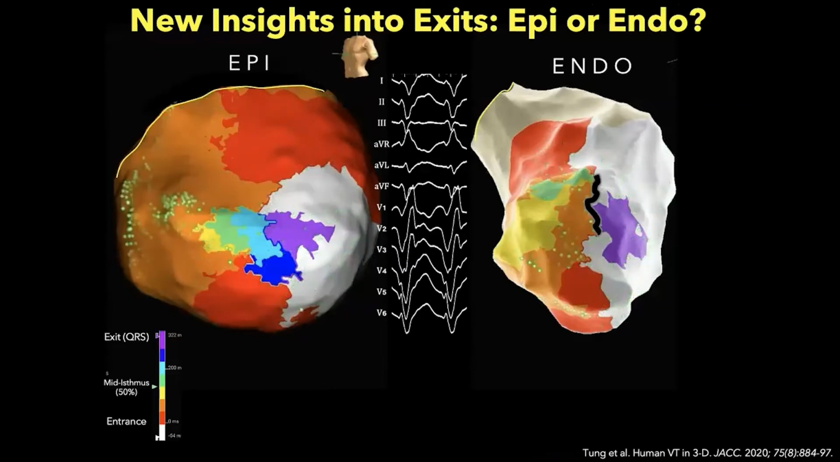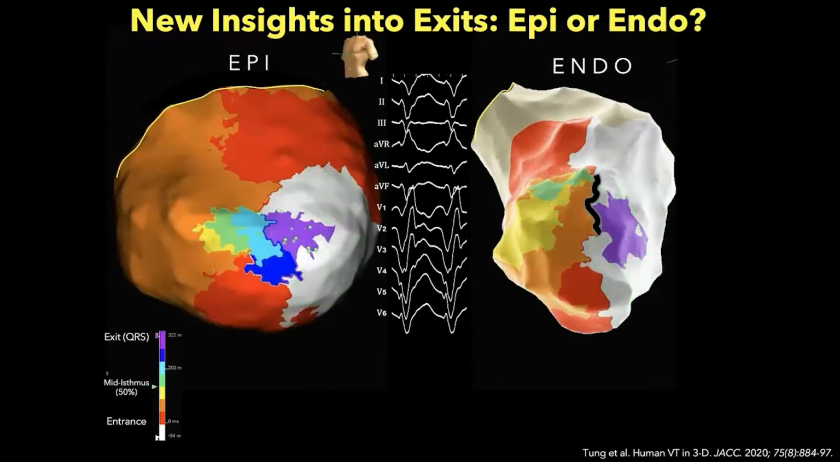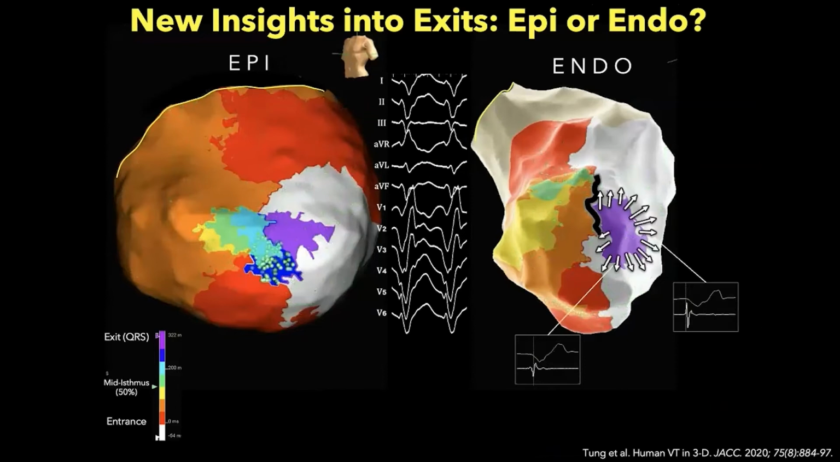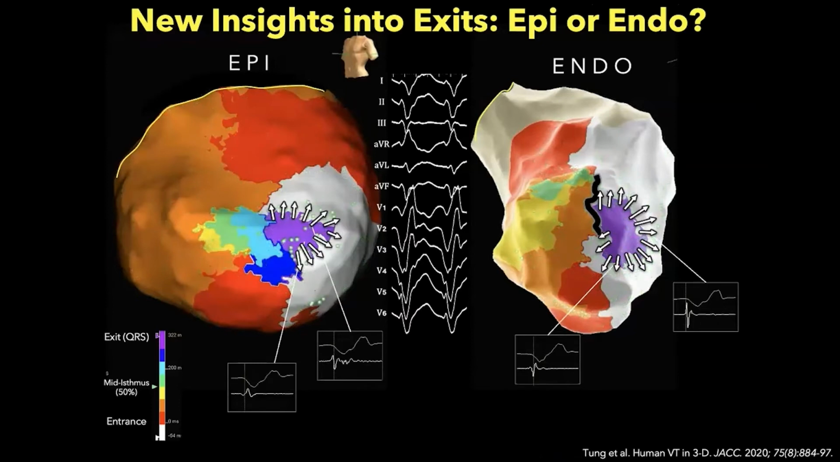Another important insight is that we always talk about VT as an epicardial VT or an endocardial VT. Reminder that we only localize the exit region. The exit region is the portion that is activated during QRS onset. Purple and white is where there's exit. And in this example, you have activation during QRS onset on the endocardium as well as the epicardium. This is a perfect example of how VT lives in 3 dimensions.